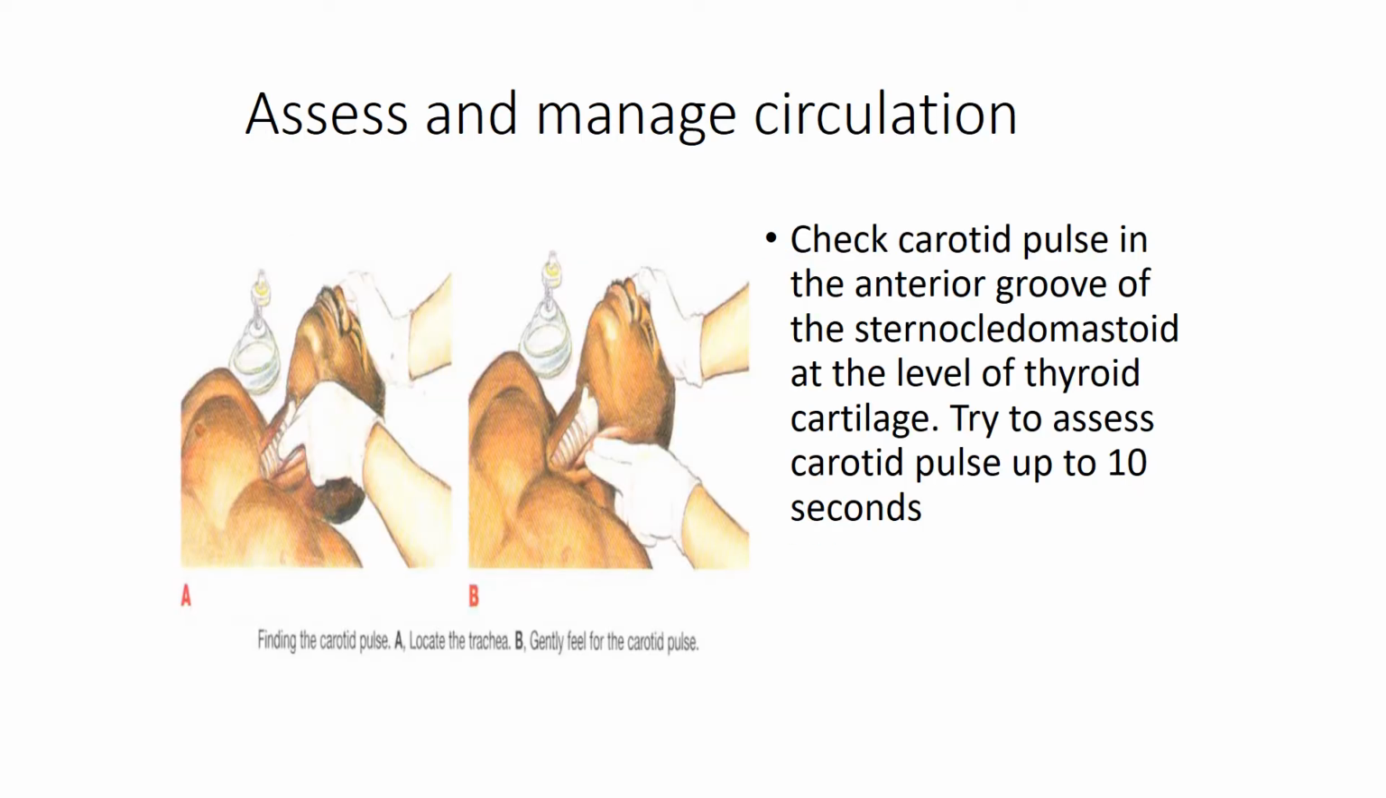The next thing is to assess and manage the circulation. This is where we need to check the carotid pulse. Check the carotid pulse in the anterior groove of the sternocleidomastoid at the level of thyroid cartilage. So try to assess the carotid pulse up to 10 seconds.